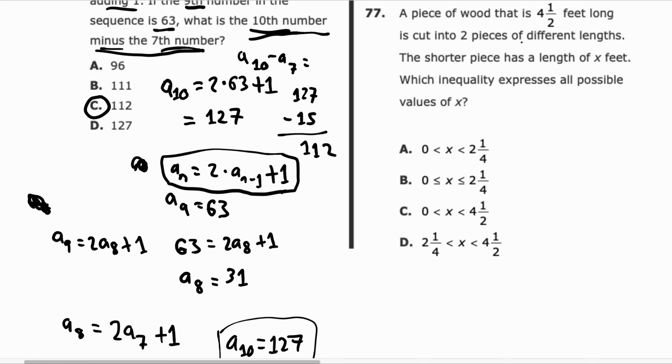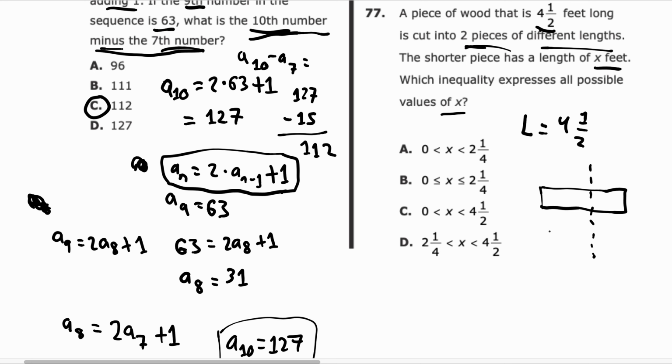So a piece of wood that is 4.5 feet long is cut into 2 pieces of different lengths. The shorter piece has a length of x feet, and we're asked which inequality expresses all possible values of x. Okay, so we know that the length of the wood is 4.5, and it's cut into 2 pieces. So this is our wood, right? And it is cut into 2 pieces of different lengths. So the shorter piece has a length of x feet.